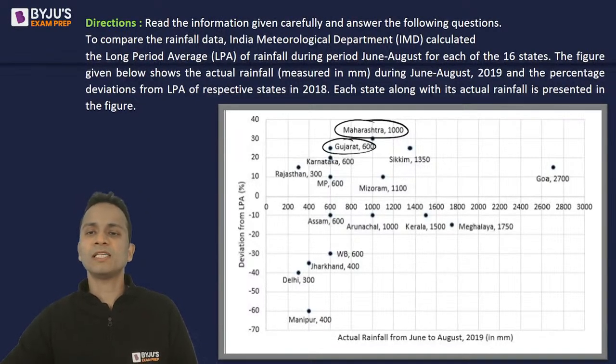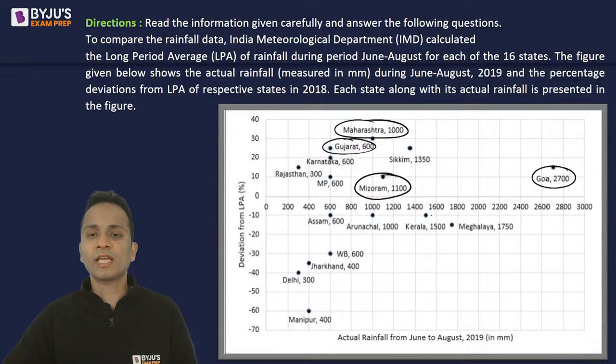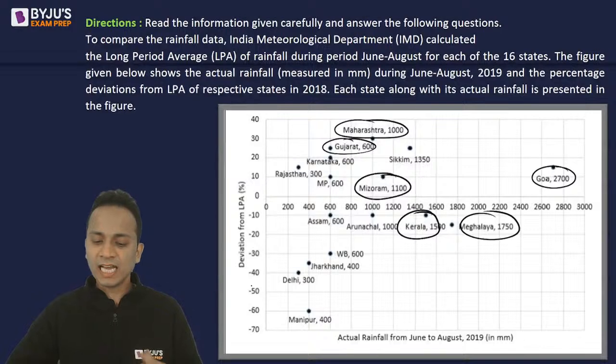Similarly, for Gujarat it is 600. For Goa, it is 2700. For Mizoram, it is 1100. For Kerala, it is 1500. Meghalaya, it is 1750, and so on.